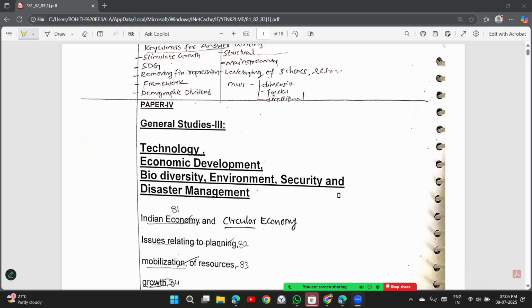Welcome. Today we'll be discussing the GS3 topics of mains. In this initiative, I'll be explaining every topic that is covered in the UPSC syllabus for the mains examination. We'll be discussing the topics and subtopics from the perspective of mains. I'll start with the GS3 paper, GS3 topics and paper 4 of UPSC mains.